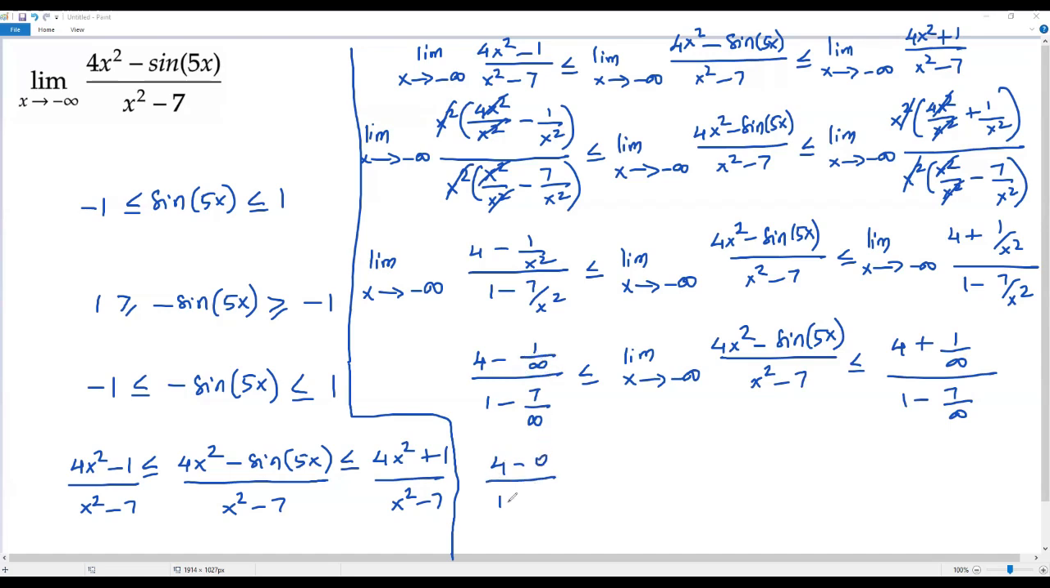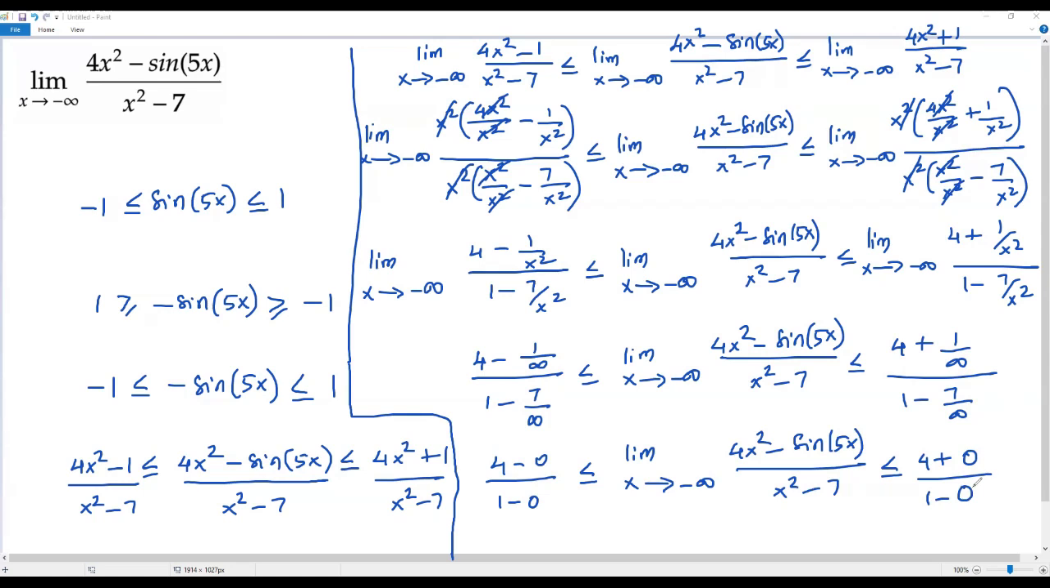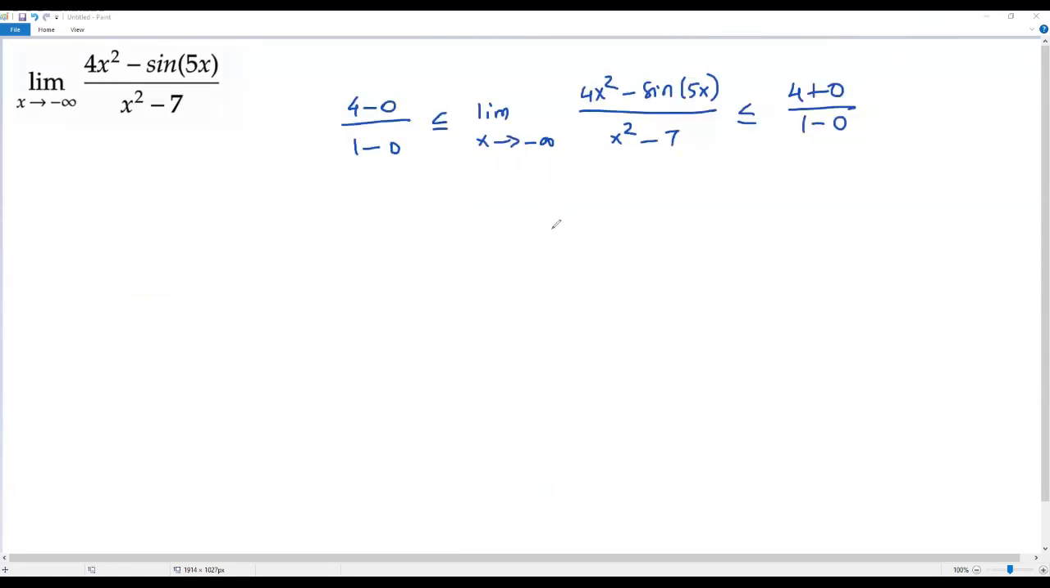So 4 minus 0, 1 minus, the same thing. When I divide a finite value 7 by a very large positive value, it will become 0. So less than or equal to limit x tends to negative infinity of (4x square minus sine of 5x) over (x square minus 7), less than or equal to 4 plus. The same thing: when I divide 1 by a very large positive value, the value of the fraction becomes 0, then 1 minus 7 over infinity also will be 0. Okay, now let me erase the other stuff and continue the problem. This is the last step we had in our previous working.